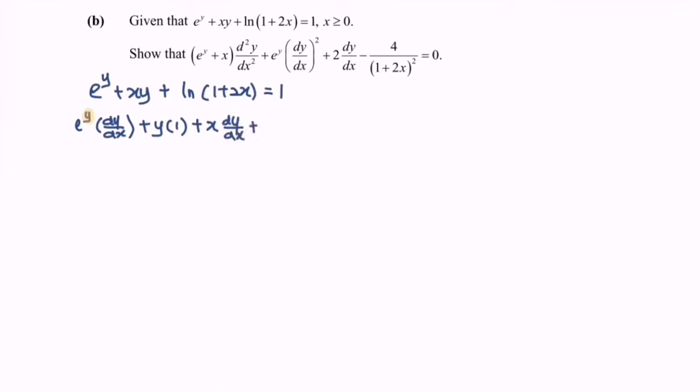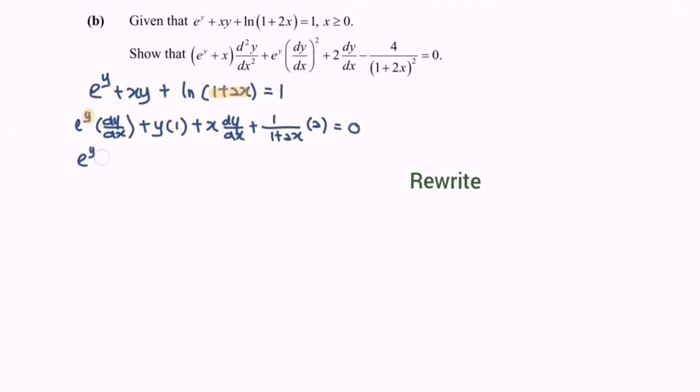Plus differentiate ln and we will have 1 over 1 plus 2x. Kindly focus on the internal part, differentiate the situation and we will obtain 2, equals to 0.